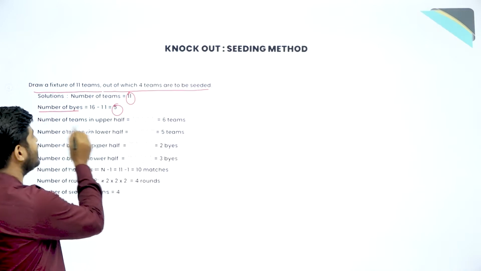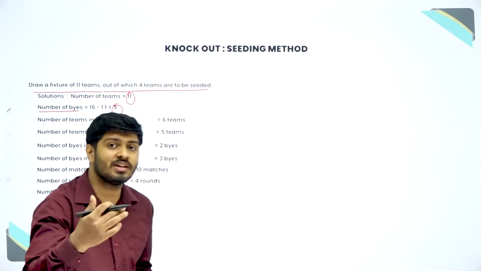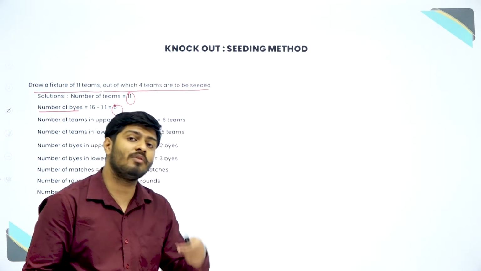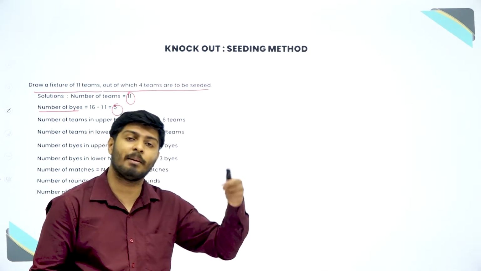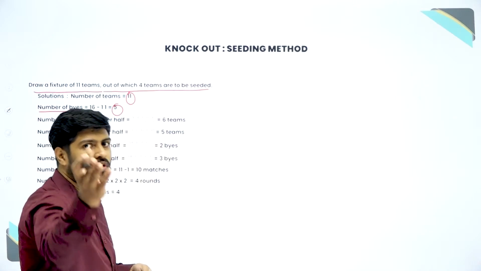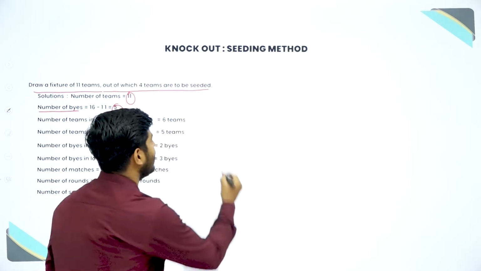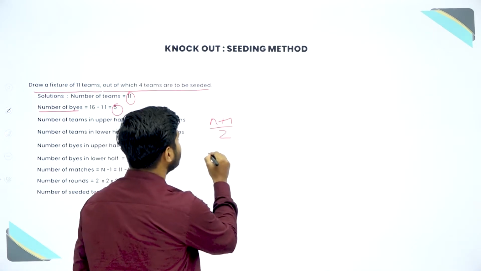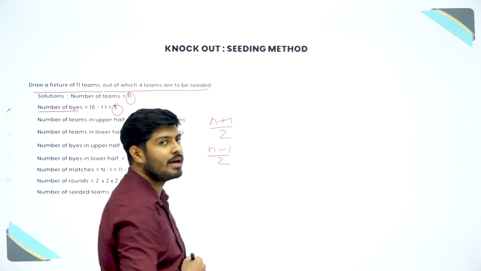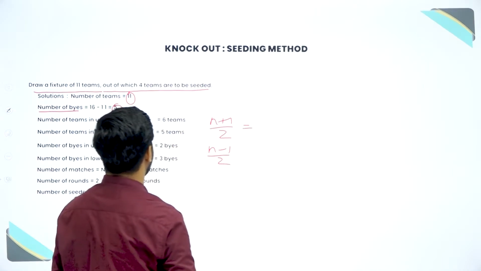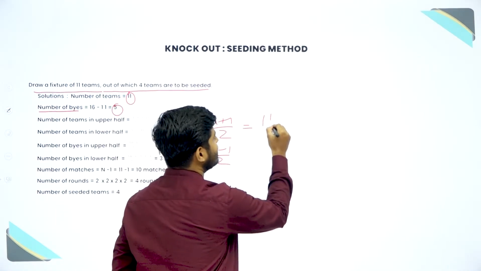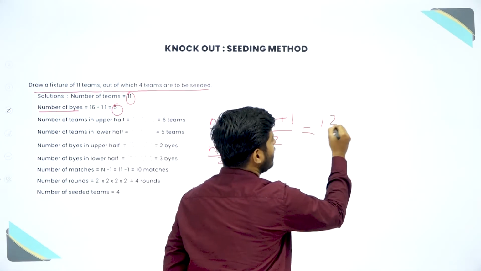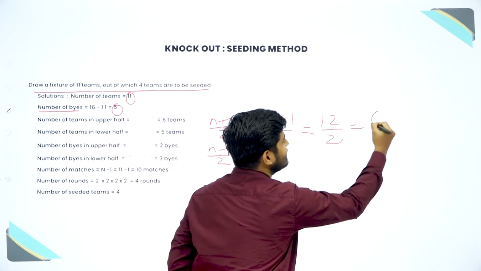Next we have to see the division of the total number of teams into upper half and lower half. We have to divide the teams in upper half and lower half. What is the formula for that? For the upper half it is N plus 1 divided by 2, and for the lower half it is N minus 1 divided by 2. The total number of teams is 11, so that is 11 plus 1 divided by 2. We have 12 divided by 2, and you get 6.